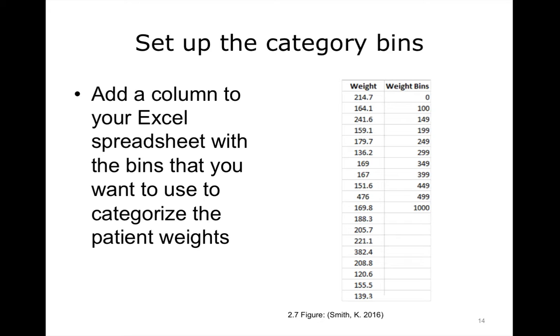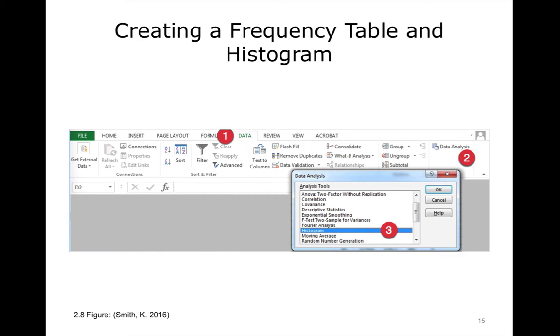Add a column to your Excel spreadsheet with the bins that you want to use to categorize the patient weights. Note that in this example, only a few of the 500 patient weights are shown. To run frequencies in Microsoft Excel, click the Data tab, then click Data Analysis, and then choose Histogram.